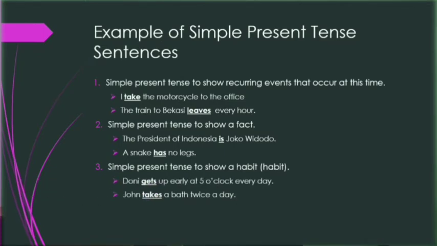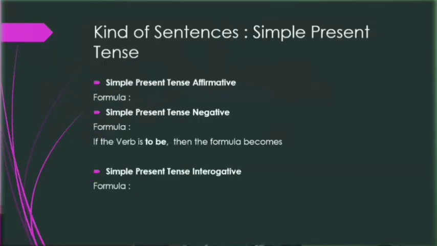And next, simple present tense to show a habit. You can see in this example, I want to pick one, like John takes a bath twice a day. Why did I underline this text? Because the indication in the sentence is takes. This is a verb 1.